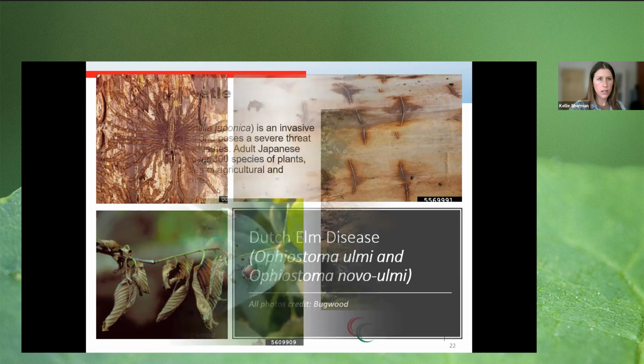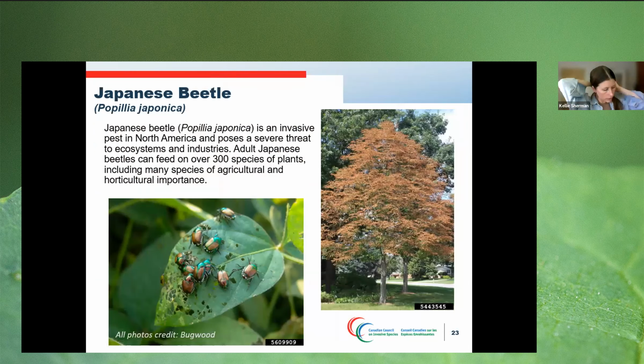Okay, moving on to Japanese beetle. So Japanese beetle is an invasive pest in North America and poses a severe threat to ecosystems and industries. Adult Japanese beetle can feed on over 300 species of plants, including many species of agricultural and horticultural importance.